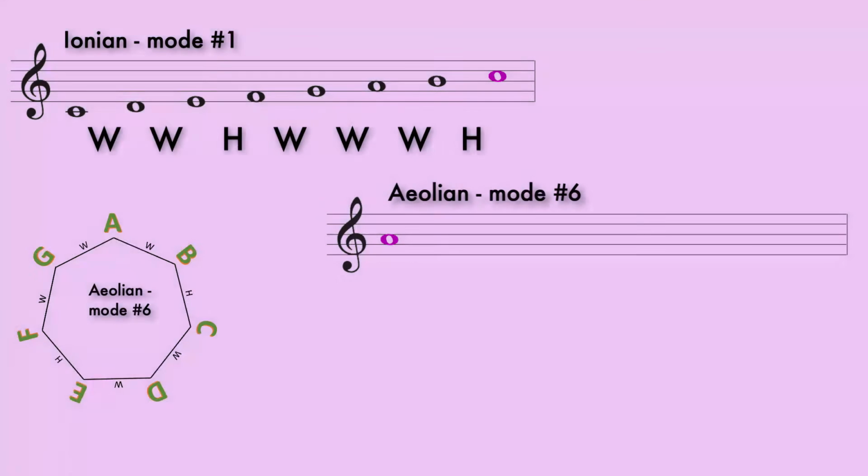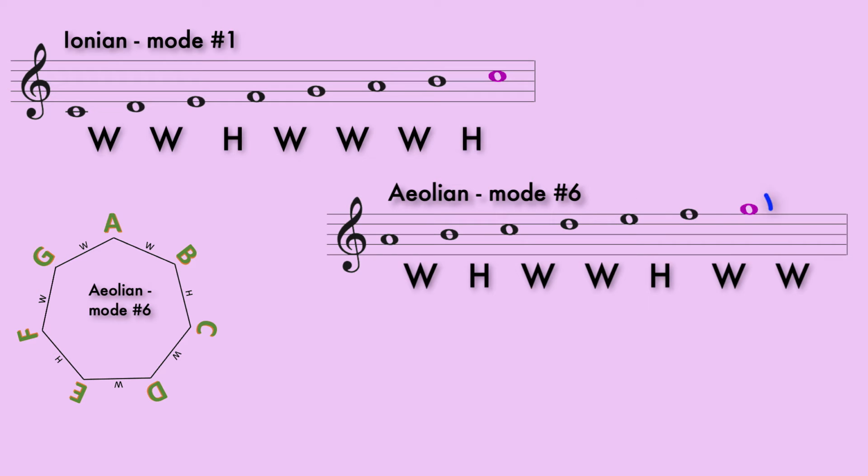The sixth mode, Aeolian, should look pretty familiar. It's the same as the natural minor scale. The difference is that with songs in a minor key, we often raise the leading tone and use harmonic or melodic minor forms of the scale. With Aeolian, to retain that modal sound, we don't raise the leading tone.